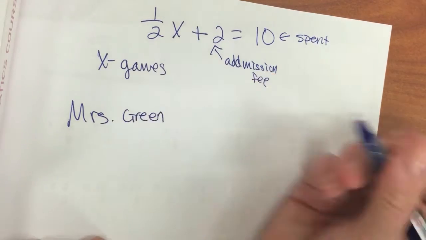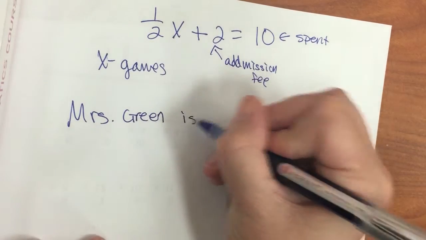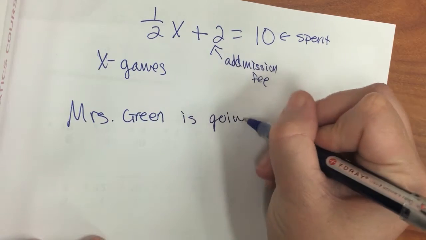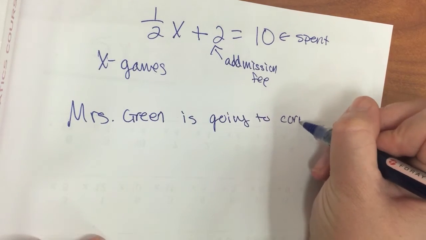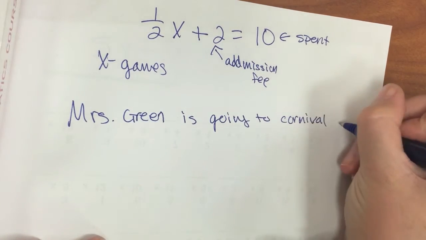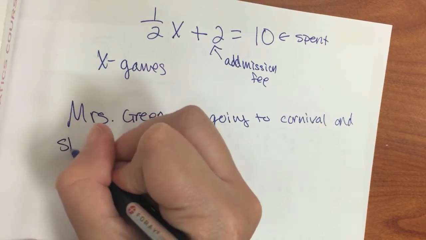So, Miss Green is going to the carnival. Did I totally forget the R in your name? Miss Green going to the carnival. And she has $10 to spend. Let's do that instead. And she has $10 to spend. That's right, because I'm a teacher and I'm broke.